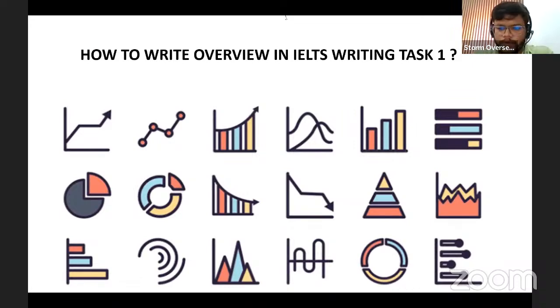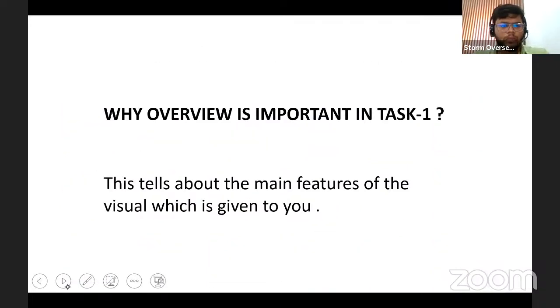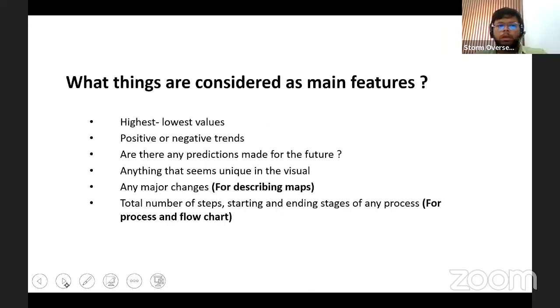Overview is very important when you write your task 1. It is important because it tells about the main features which we need to include in our answer. And main features can vary as per the visual which is given to us. These things are considered as the main features.